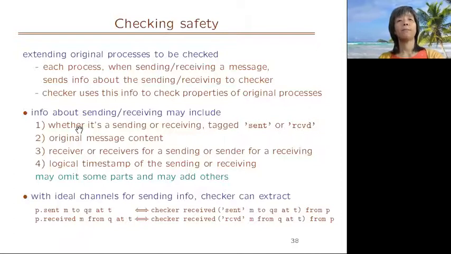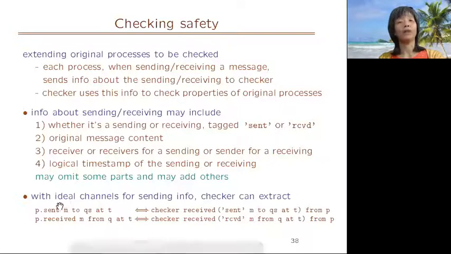The information about the sending and receiving may include these four kinds. First, whether it is a sending or receiving, tagged sent or received, respectively. Second, the original message, the complete original content. Third, the receiver or receivers for sending, or the sender for receiving. And finally, logical timestamps of the sending or receiving. In practice, you may omit some parts that you don't need, or you can add others as additional information that helps for checking. But these four are sufficient to recover all information.